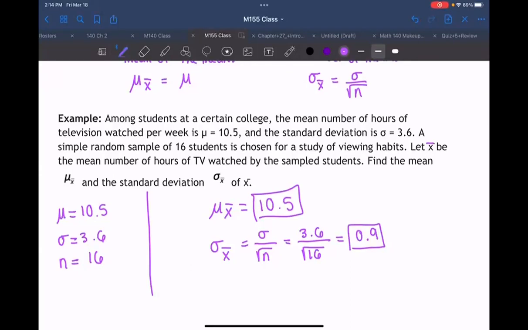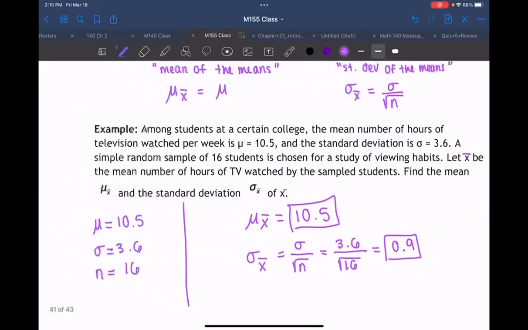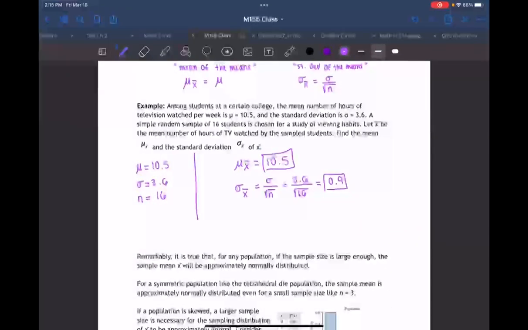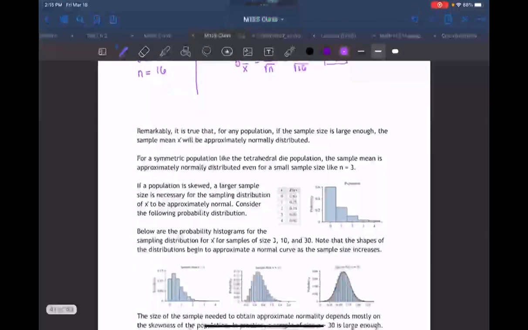So does anyone have any questions about finding the new mean and the new standard deviation of the sample means? Awesome, awesome. Okay, so I have a lot of words down here. You can feel free to read them later on, but what I want to do is give an introduction to this really, really important topic in statistics, okay?